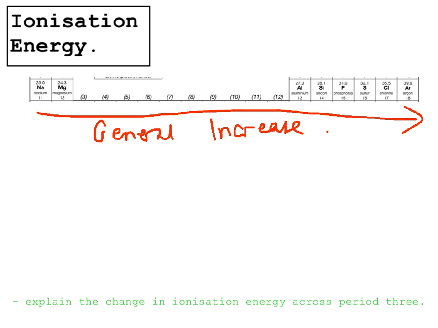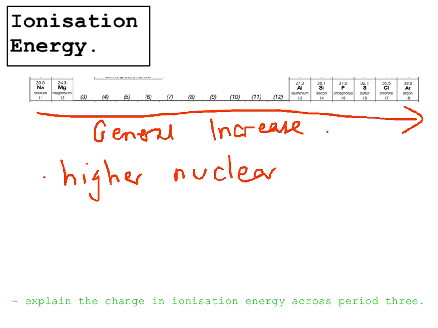And the reason for that is, basically, if you're trying to remove an electron from an atom, then the number of protons in the nucleus is going to affect that. The more strongly it's attracted to the nucleus, the more difficult it is going to be to remove that electron. So as you go across period 3, there is a higher nuclear charge, there are more protons in the nucleus, and you can see that from the proton number. There's 11 in sodium, 12 in magnesium, 13 in aluminium, and so on across to argon.